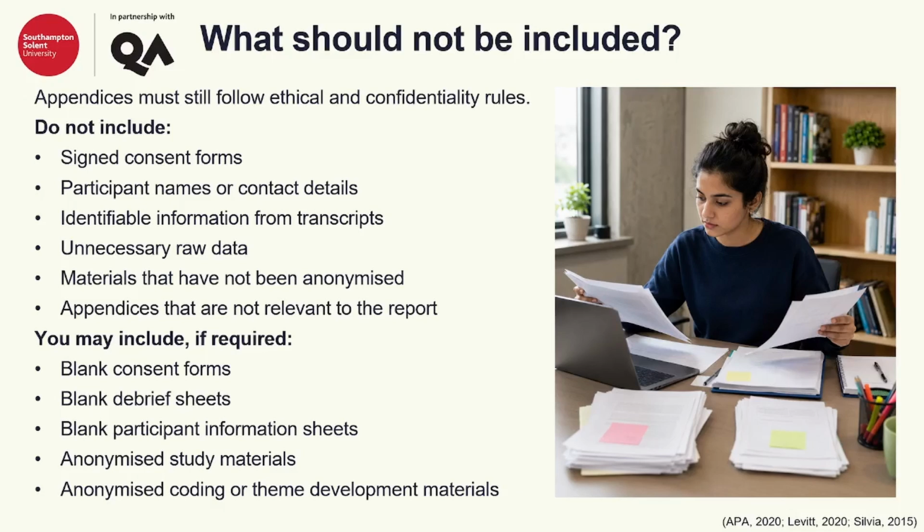To summarize, appendices contain supporting information that is relevant but too detailed for the main body of the report. They may include study materials, coding tables, and evidence of theme development. However, appendices should not replace essential explanations in the main body. Each appendix should begin on a new page after the reference list. It should have a clear label and title. It should also be mentioned in the main body in the correct order.